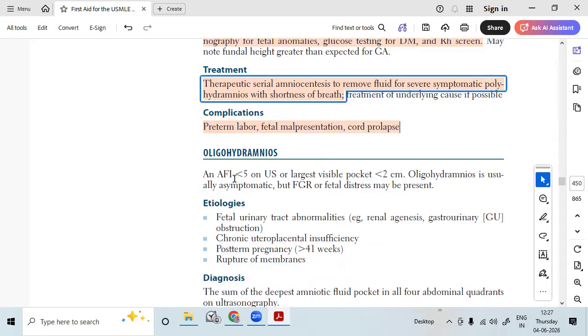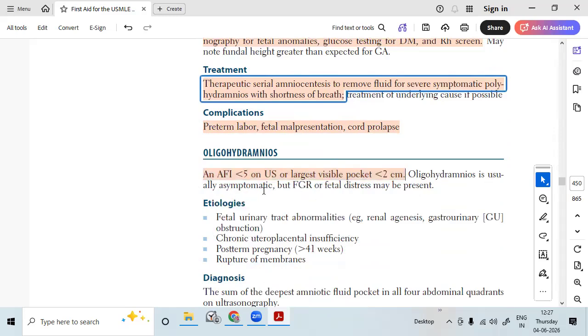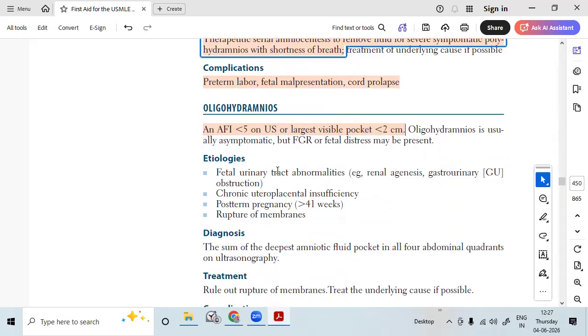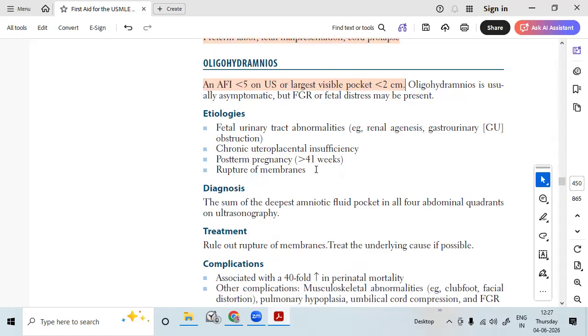Oligohydramnios: AFI less than 5 on ultrasonography or largest visible pocket less than 2 centimeters. Oligohydramnios is usually asymptomatic, but fetal growth retardation or fetal distress may be present. Etiologies: fetal urinary tract abnormalities such as renal agenesis, genitourinary obstruction, chronic uteroplacental insufficiency, postterm pregnancy of more than 41 weeks, and rupture of membranes.